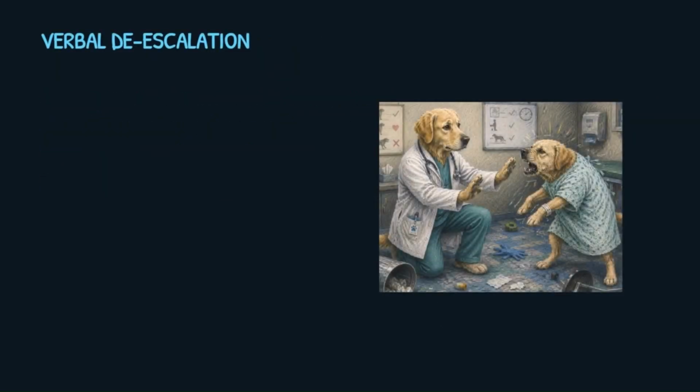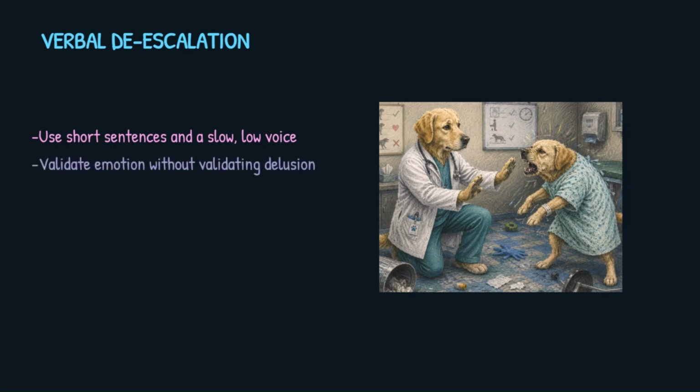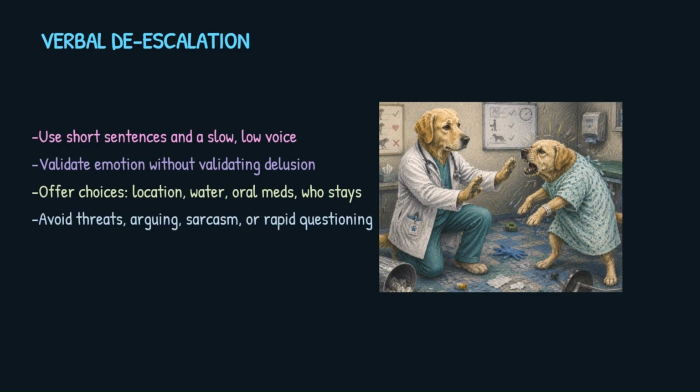You need to know how to de-escalate a situation because de-escalation is a clinical intervention. So you want to start off with short sentences because agitated patients cannot process long explanations. You want to validate their emotion. You can say something like, I see you feel unsafe. And that is different from validating their delusion, that, yes, the nurses are poisoning you. You also want to offer them choices because agitation often worsens when the patient feels trapped or powerless. Watch your tone because they will pick up on if you are agitated with them.